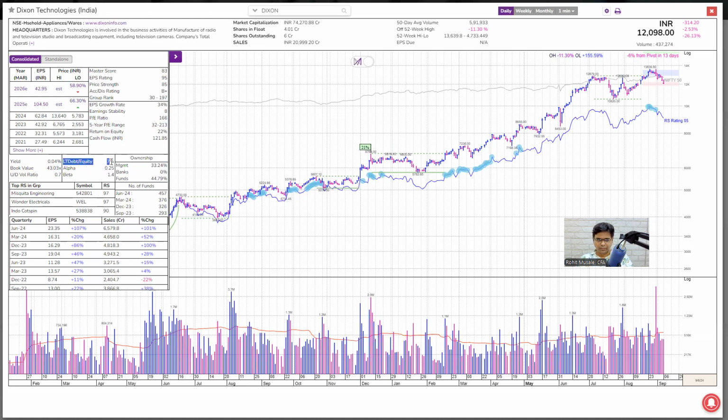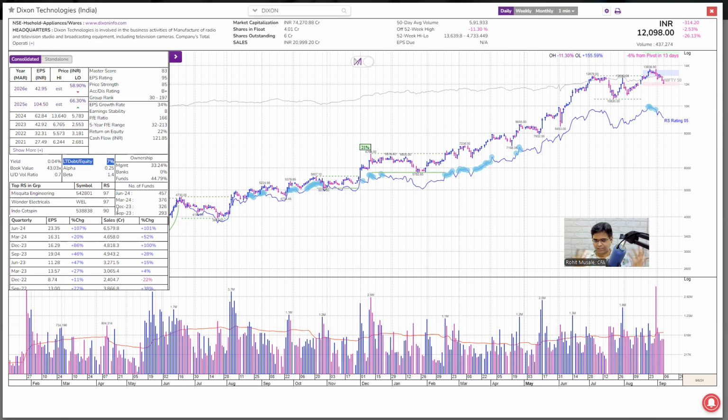Then debt to equity. Basically, this is the debt in the numerator, equity in the denominator. Every company needs money to run its operations. Where does the money come from? The money comes from shareholders, and the money comes in the form of loans from banks or maybe institutions. So there is debt and there is equity. The question is, how much is the debt? How much is the equity?